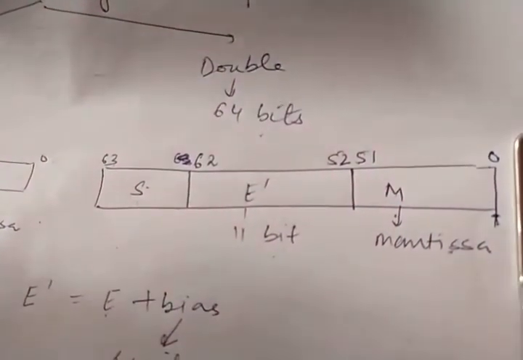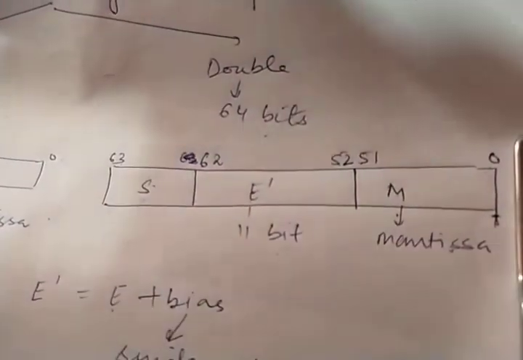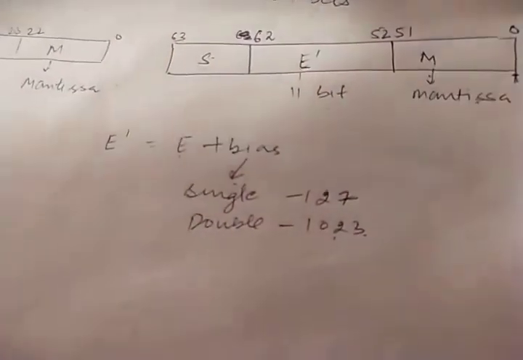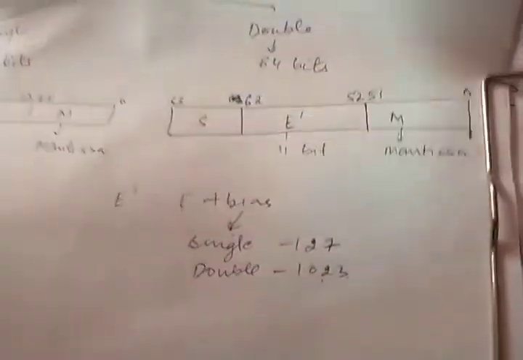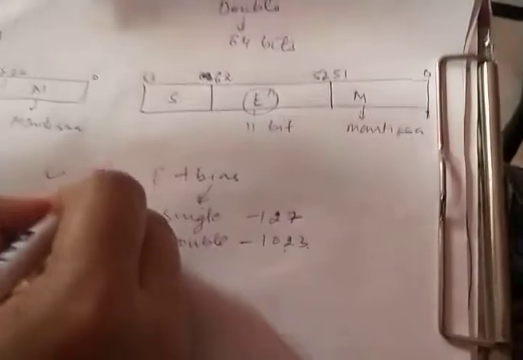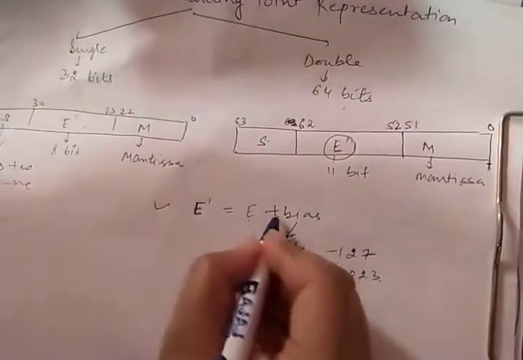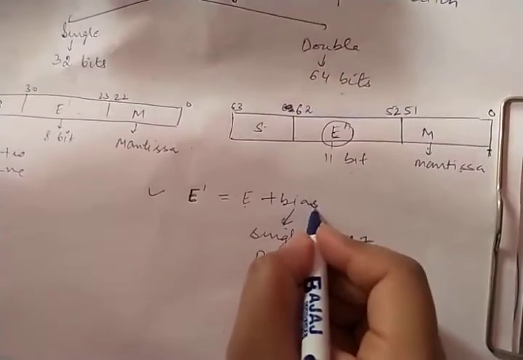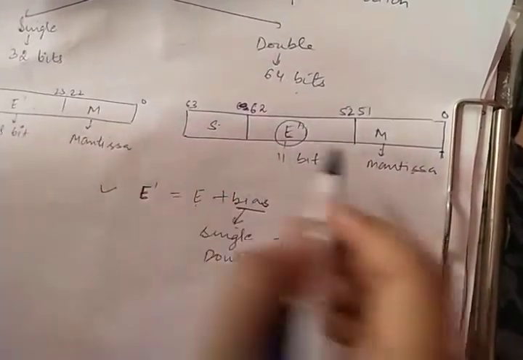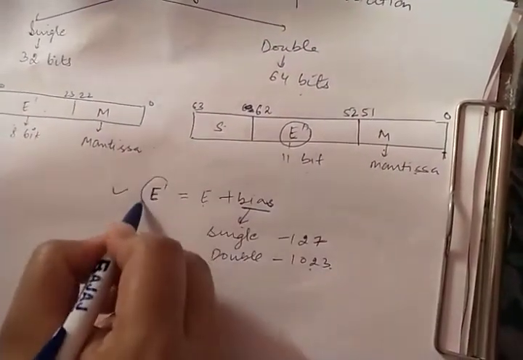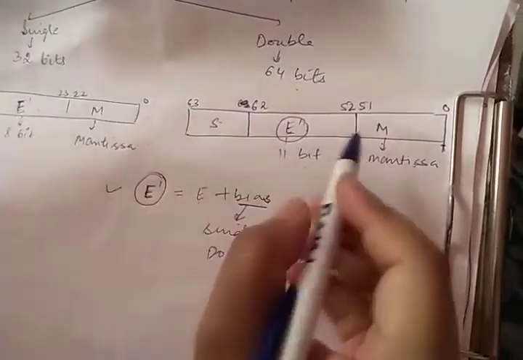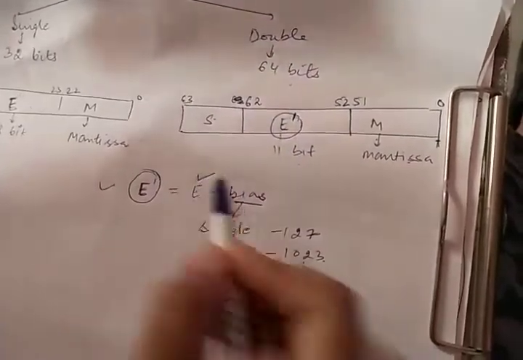Now, after discussing all this, you have noticed that, as I told you, we are using E dash instead of E normally. So what is the concept of that? We will discuss this. Here you can see that we are representing E dash because the value of E dash is E plus the bias. This bias is a value which will be added in both single and double precision, so that we will get the value of this modified exponent. We are using a modified exponent, that is why we are representing it with E dash instead of simply E.